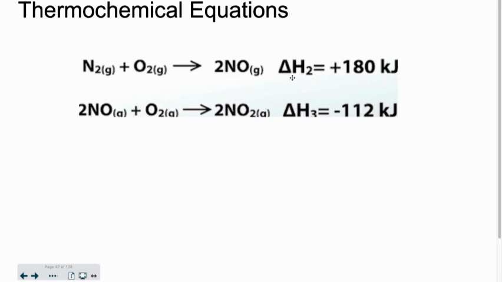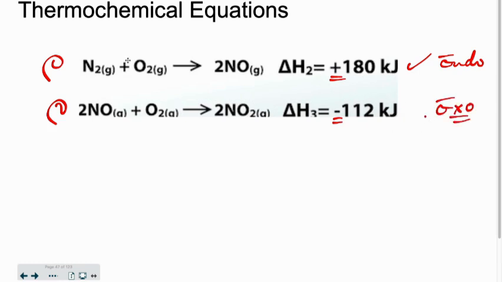All right, once we've determined the enthalpy change for a reaction, then we can put it beside the equation, and at that point we call it a thermochemical equation. In this case, I can tell that this is an endothermic reaction because there's a positive number here, and the enthalpy change here is negative, so I know that this is exothermic.